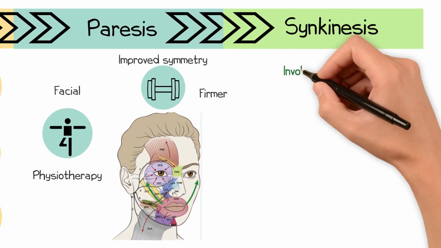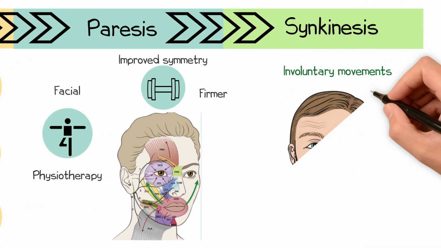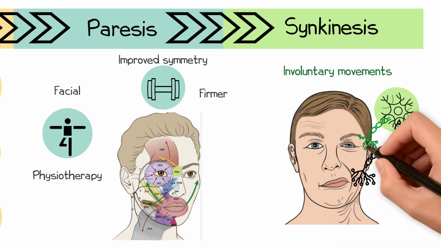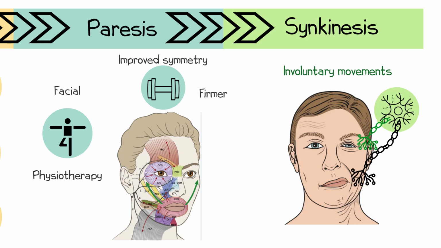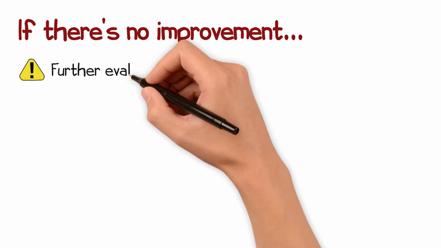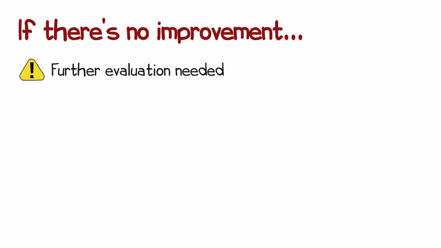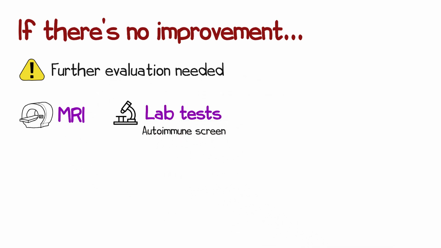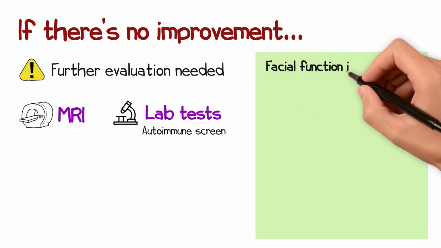Thirdly, synkinesis is the development of involuntary unintended facial movements that occur with voluntary ones. For example, the eye may close when smiling. This usually occurs around 4 months into recovery, often around the cheeks and eyes, and is due to misdirected nerve regrowth. If there's no improvement, further evaluation is important. This usually involves an MRI and/or other lab tests, including an autoimmune screen to check for any underlying conditions.